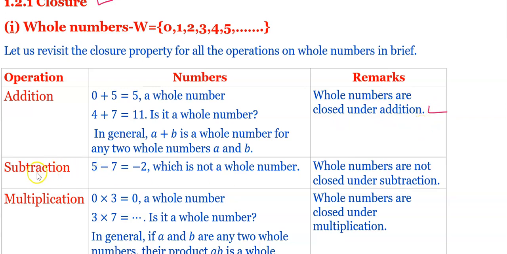Now the subtraction. If I take any two elements from the whole numbers and subtract, like 5 - 7, then I will get -2.